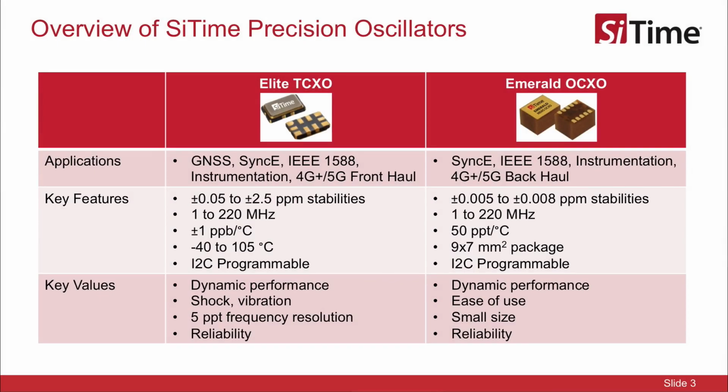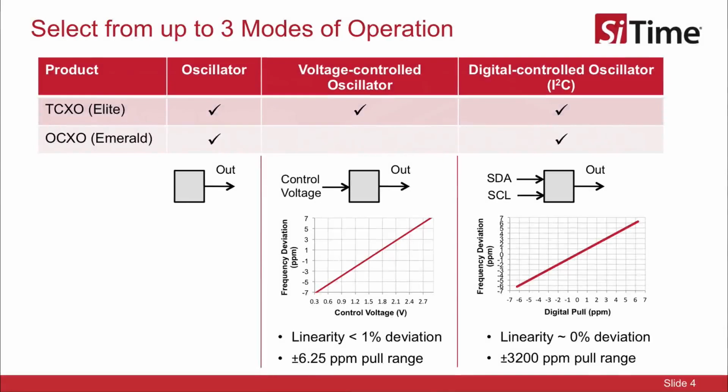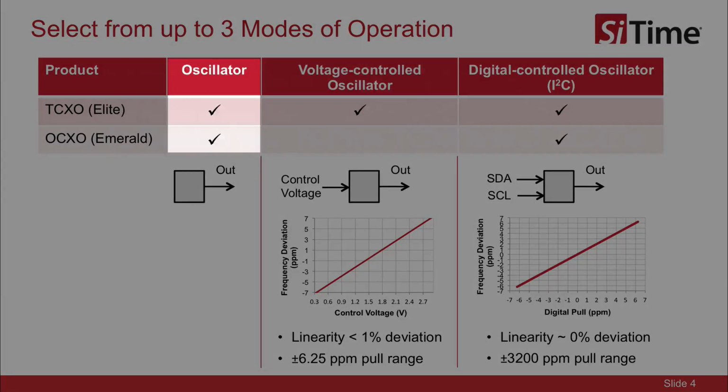SiTime sells precision oscillators into a variety of navigation, radio, communication, and instrumentation markets. Our TCXO and OCXO devices provide frequency stabilities from 2.5 parts per million down to 5 parts per billion over temperature. These devices provide excellent dynamic performance in the presence of environmental stress due to changes in airflow, temperature, voltage, and shock or vibration. SiTime's precision oscillators support up to 3 modes of operation.